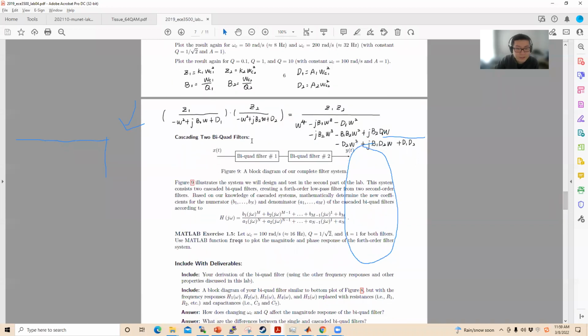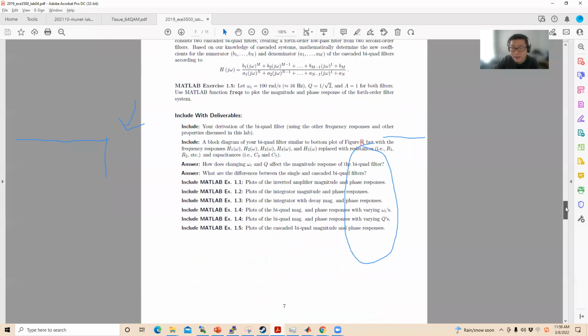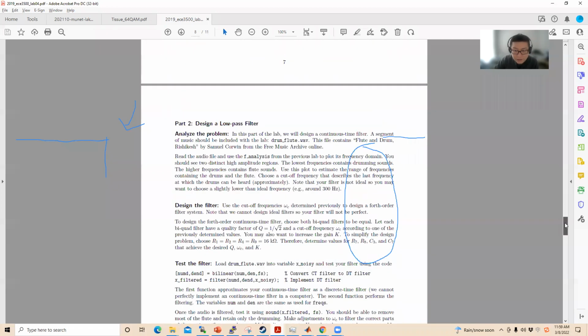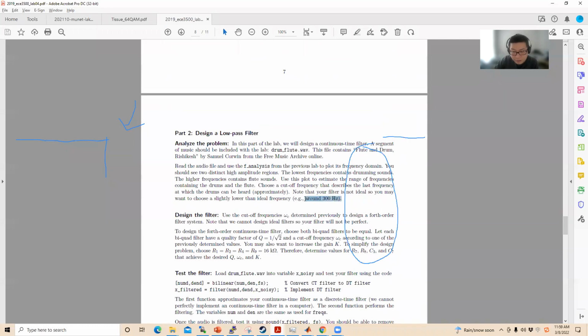Since I just followed the cascading two biquad filters to design my filter, and in this level they have told us the cutoff frequency is around 300 hertz. So what you need to do is to use this information to design your filter and then remove that flute part. That's what you need to do.